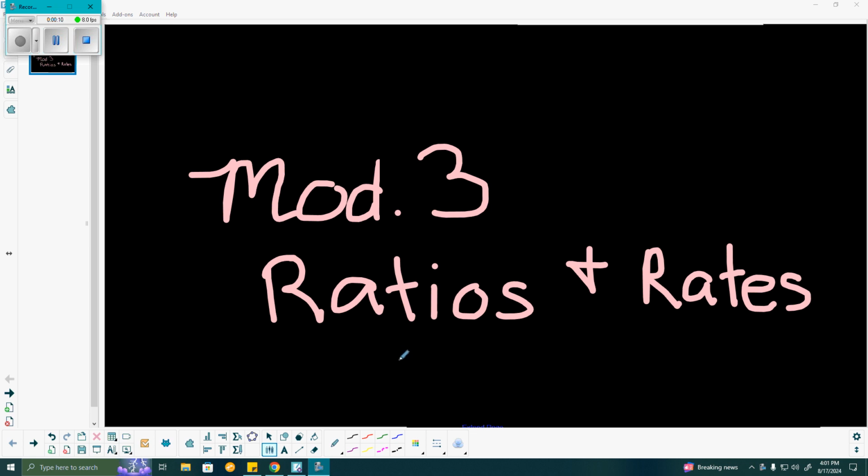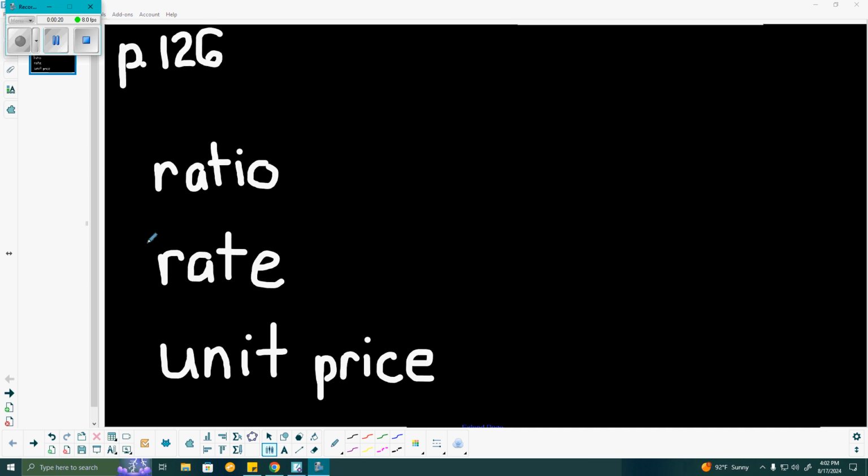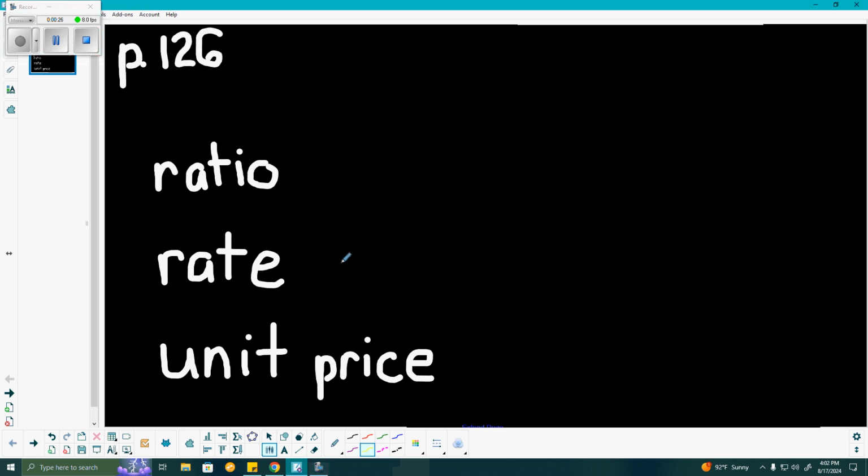Today we are going to talk about Module 3, Ratios and Rates. In Module 3 we have 3 key vocabulary terms. Go ahead and look on page 126 of your math workbook. Now that you're on page 126, let's talk about our key vocabulary terms.